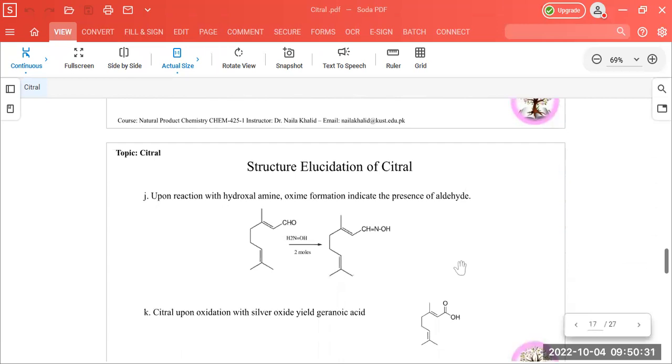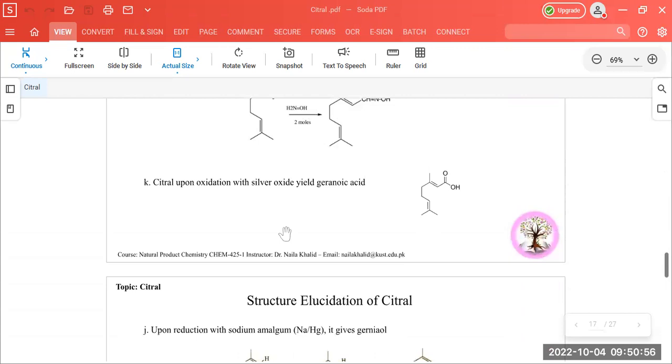So it is confirmed that citral has a conjugated aldehyde, that is, an alpha beta unsaturated aldehyde. The presence of aldehyde can be further confirmed by its reaction with hydroxylamine, and when you treat it with hydroxylamine, an oxime is formed. The formation of this oxime also shows the presence of aldehyde.